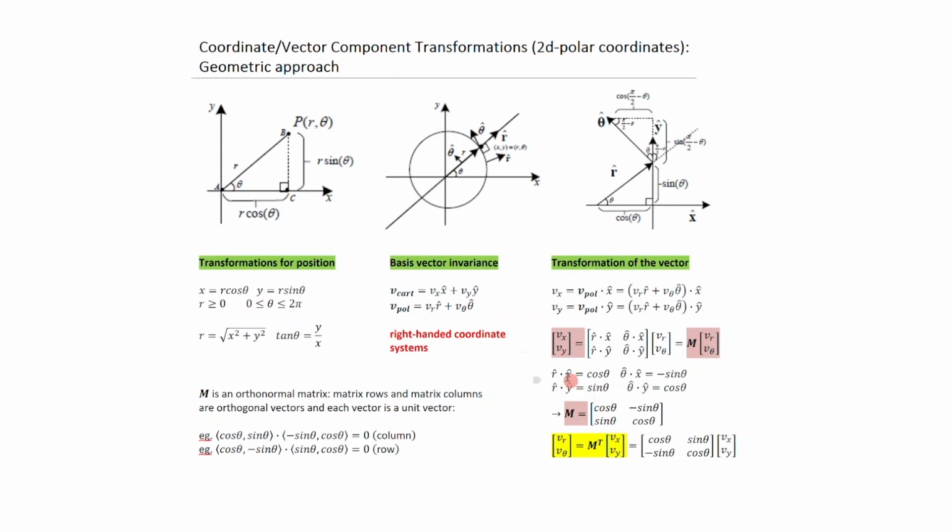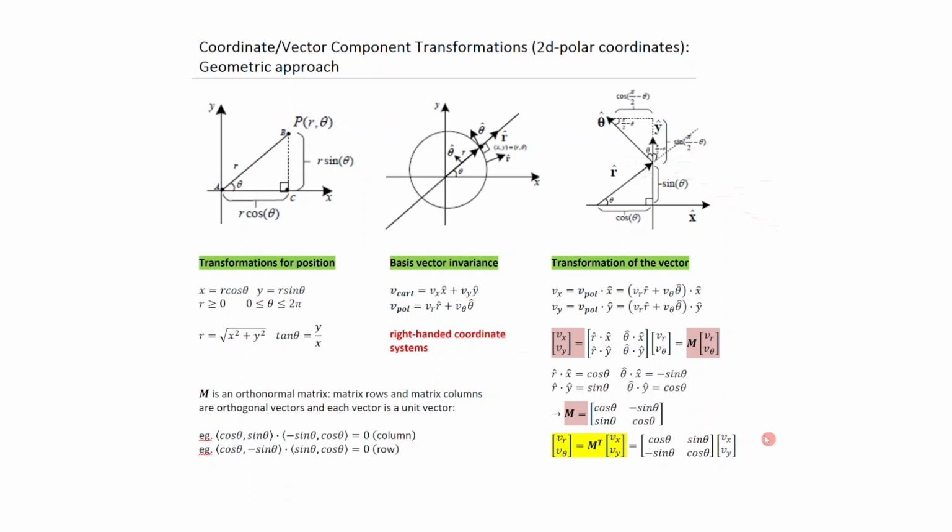If you do r hat dot x hat, you get cos theta. And similarly, you can figure out what these are as shown here. And where do we get that information from? We go to this diagram up here. So if you look, for instance, just for example, r hat dot x hat. Well, r hat would be pointing in this direction. X hat would be pointing in this direction. So if I took the dot product between x hat and r hat, that's just the cosine of the angle between the two. It's a projection.